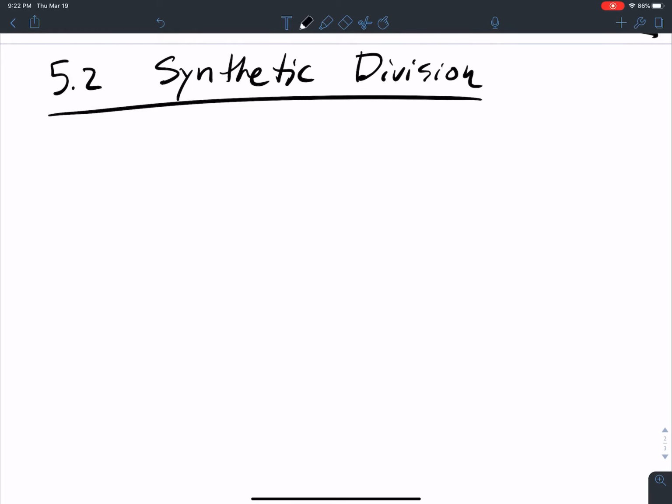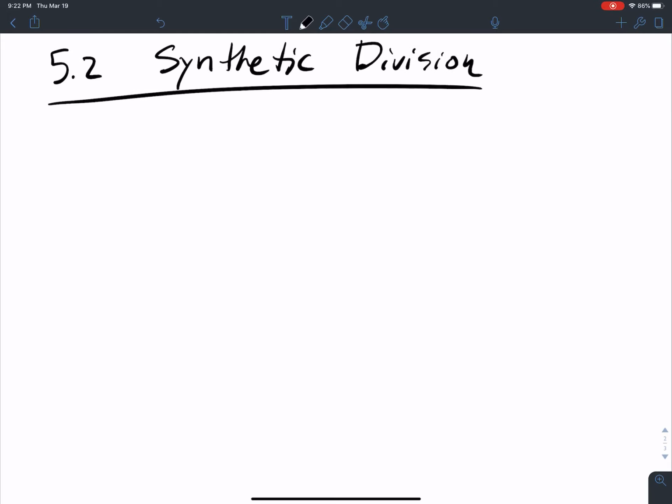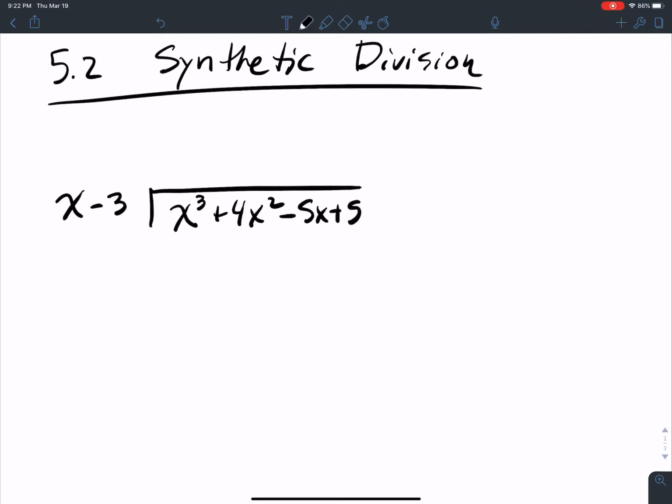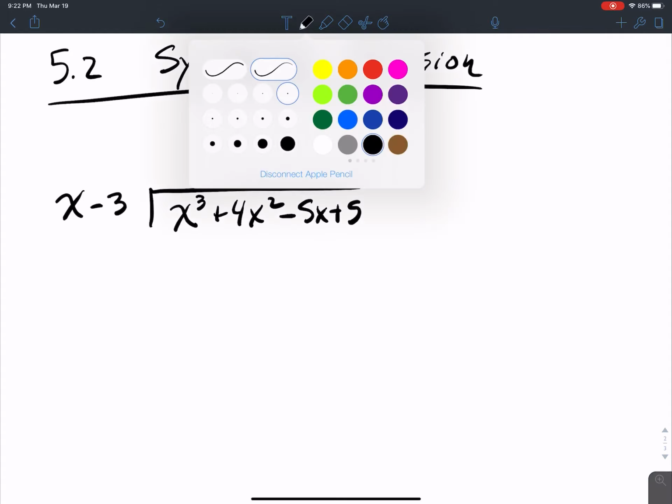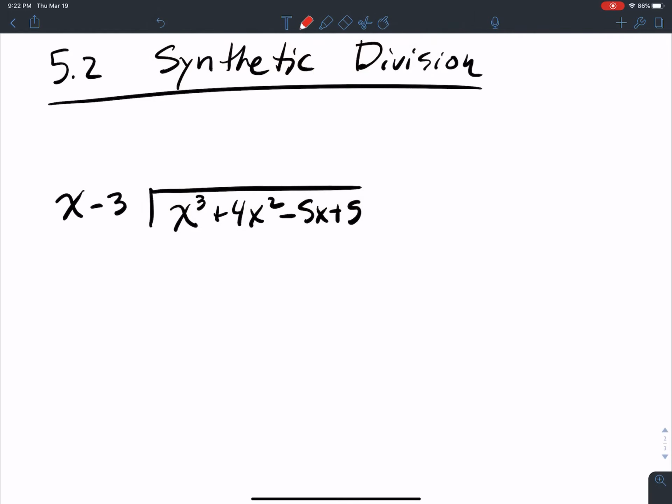So 5.2, synthetic division. First, I want to walk through again long division with you from that last example we did. I'm going to take x minus 3, and I'm going to divide that into x cubed plus 4x squared minus 5x plus 5. We're going to run through long division, and I'm going to show you how easy synthetic is. It's going to be awesome.